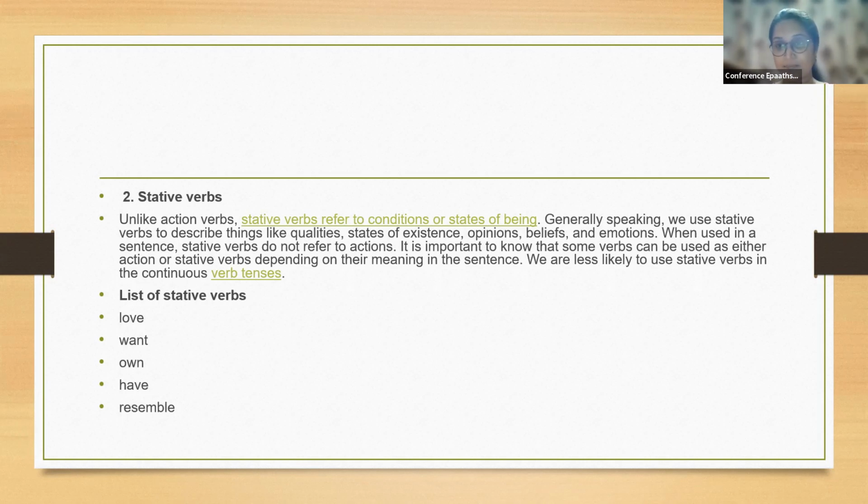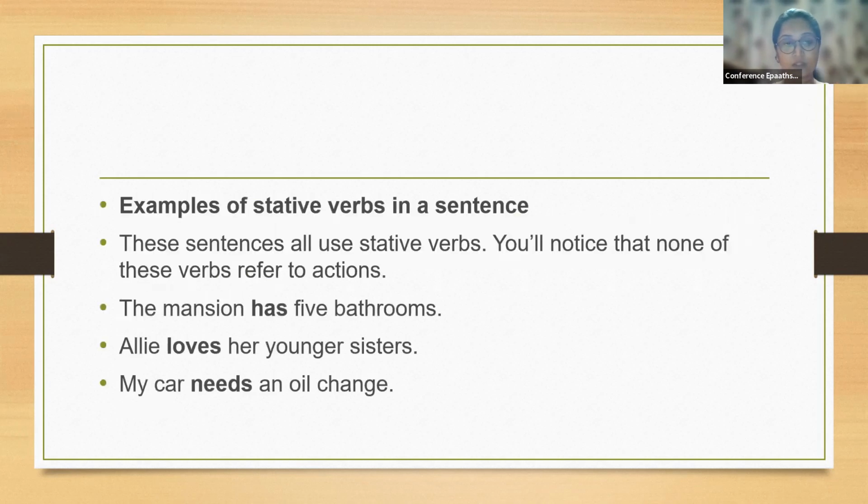Not that many action words. That's why they are static verbs. So, examples of static verbs in a sentence. These sentences all use static verbs. You will notice that none of these verbs refer to actions.